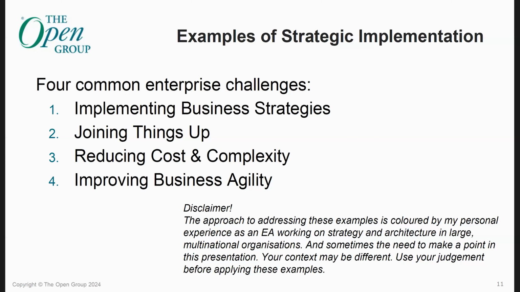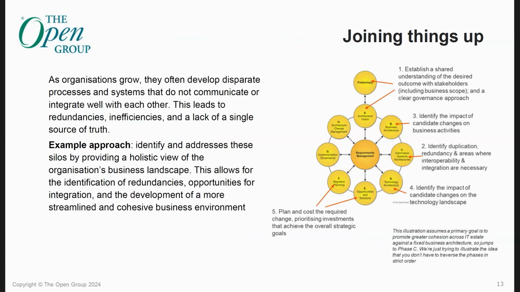So how does that play out? Well, I've got four scenarios here. I'm not going to do them all, because that would take too long. I'm really going to zoom in on this one to emphasize the point I was making about not mindlessly following the ADM. In this example, what have I called it? Joining things up. As organizations grow, they often develop disparate processes and systems that do not communicate and integrate well with one another.